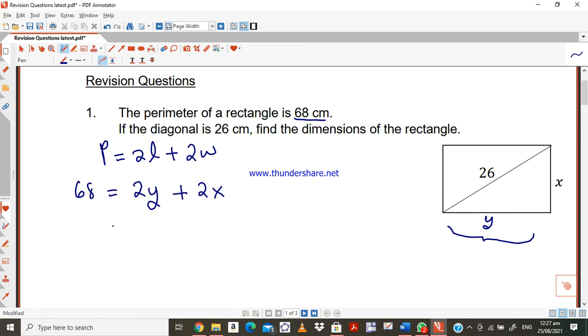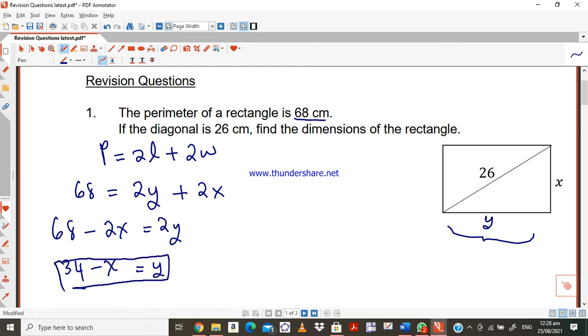All right, so what you're going to do here is you're going to say 68 minus 2x is equal to 2y. So in turn, this is going to give you 34 minus x is equal to y. That is if you are dividing throughout by 2. So the distance then here is given as nothing but 34 minus x.